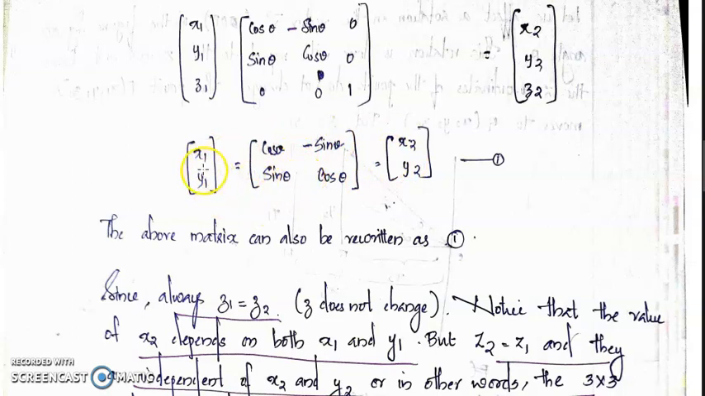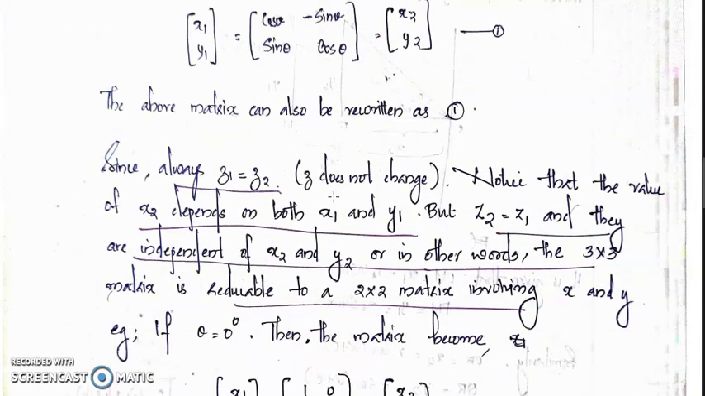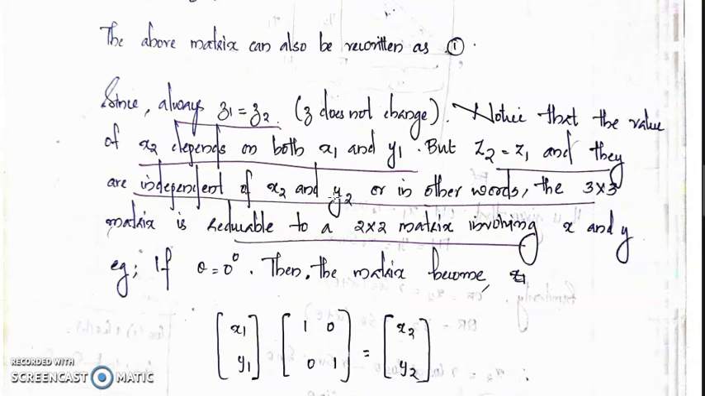Or we can say that x1 to x2 is equal to cos theta, minus sin theta, y1 to y2 is equal to sin theta, cos theta. And z1 is equal to z2. The z axis does not change.